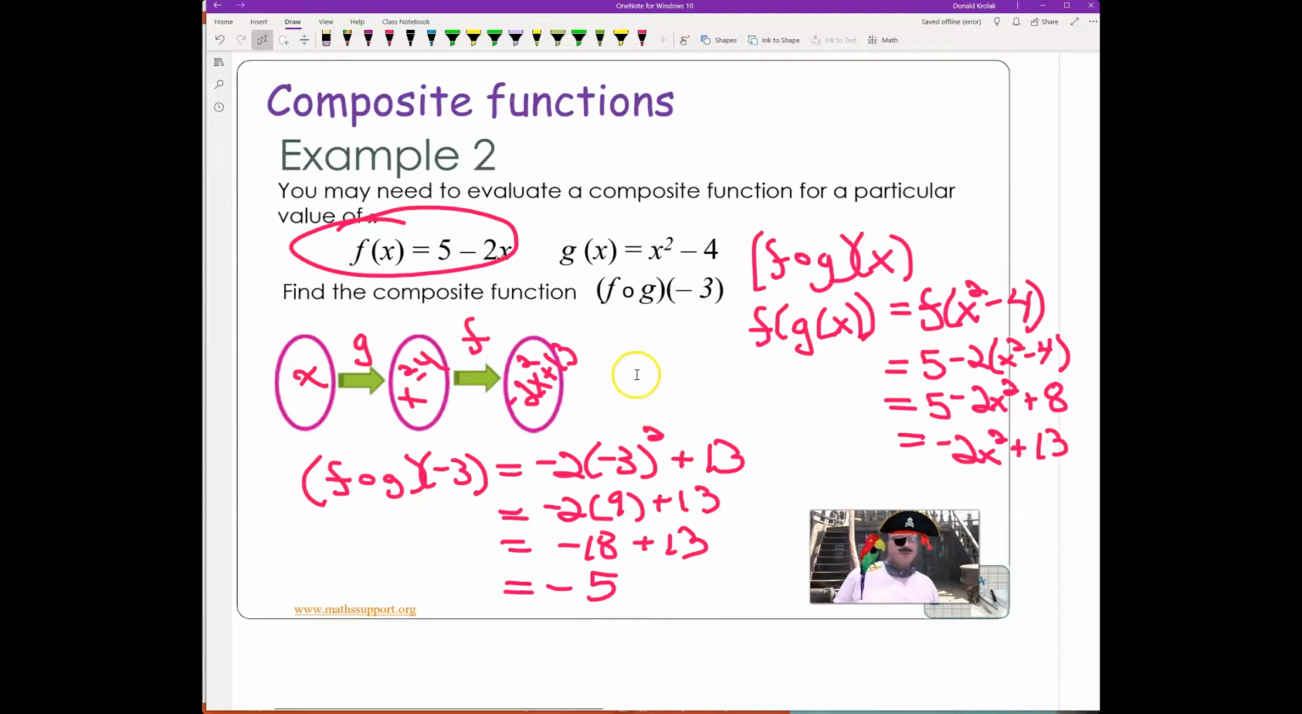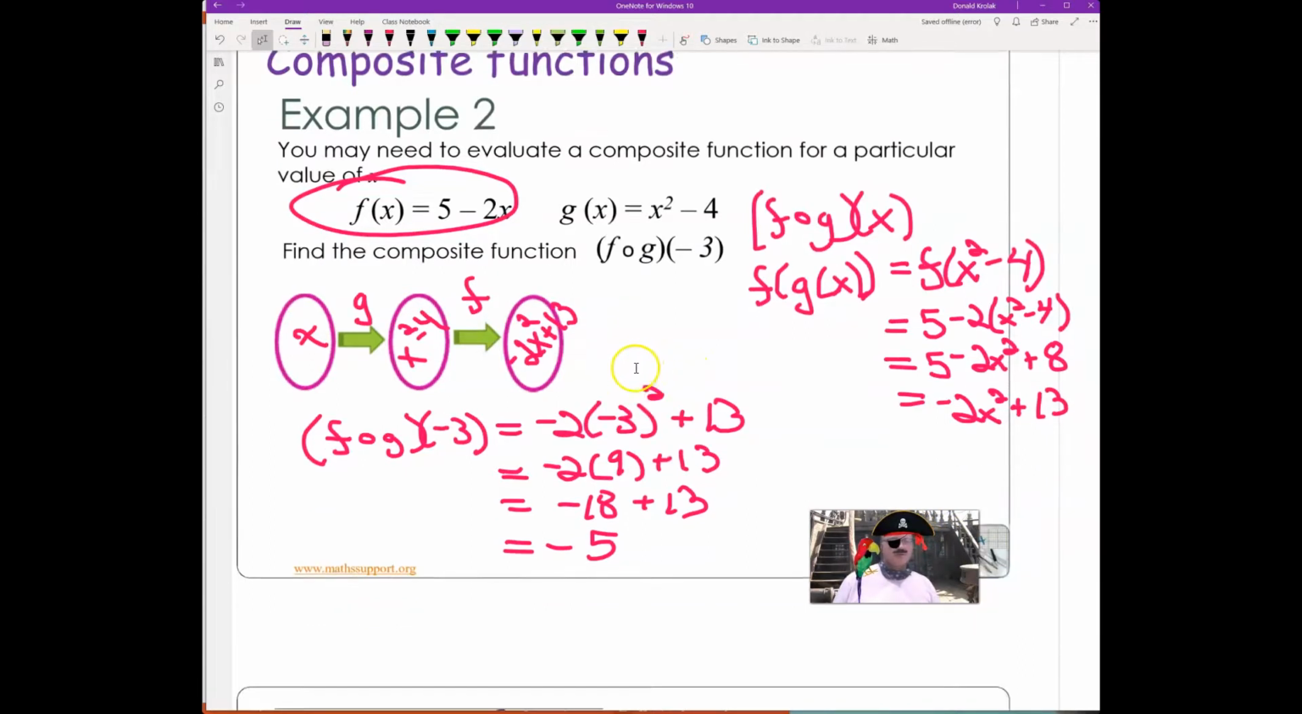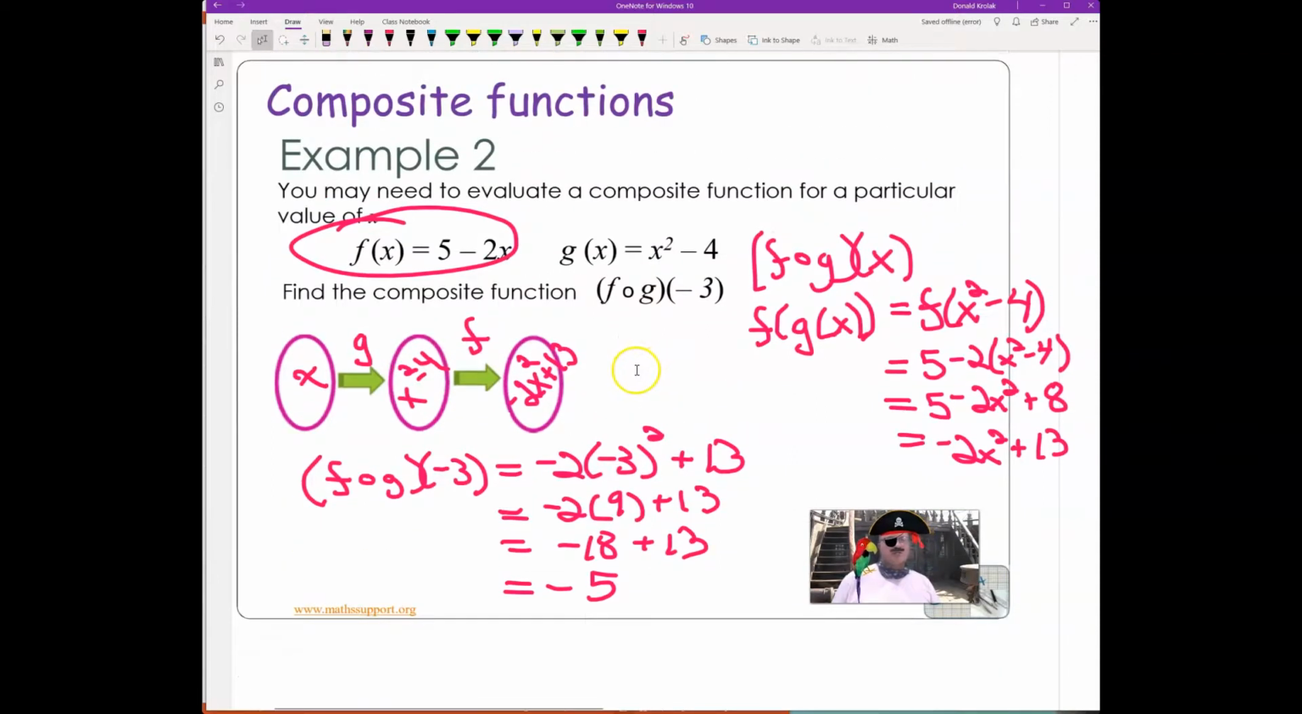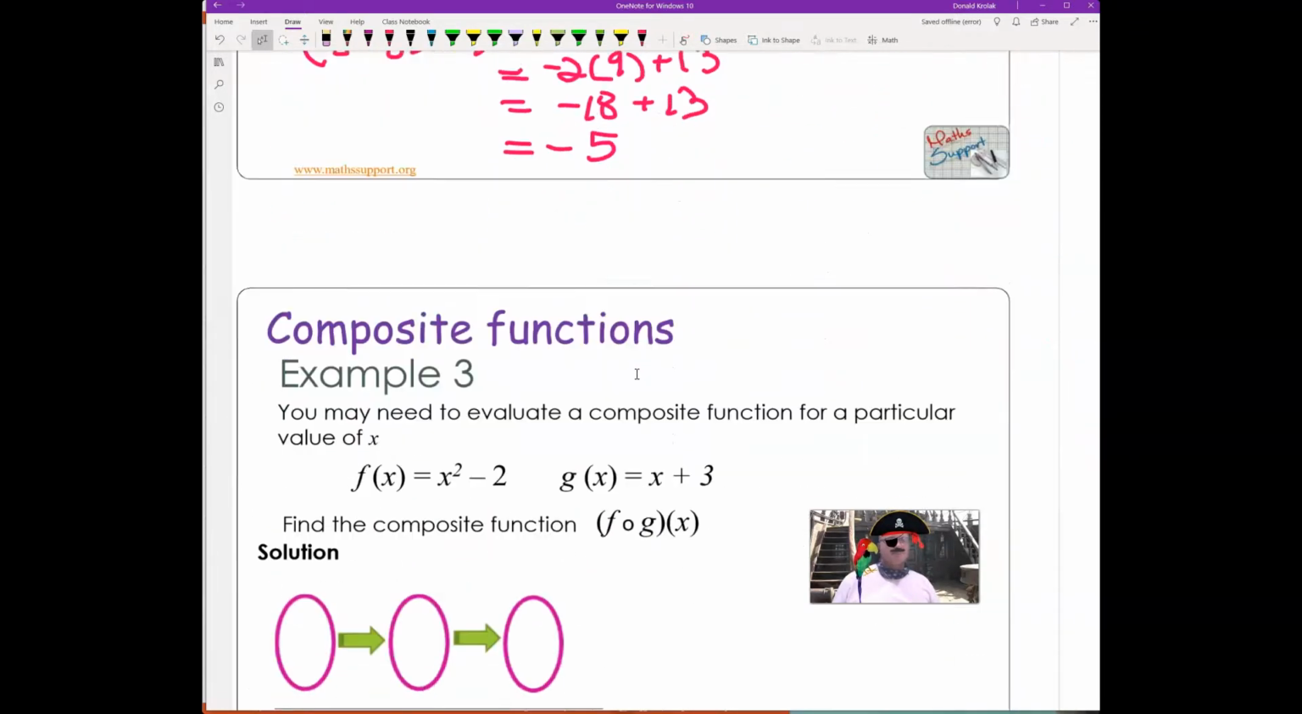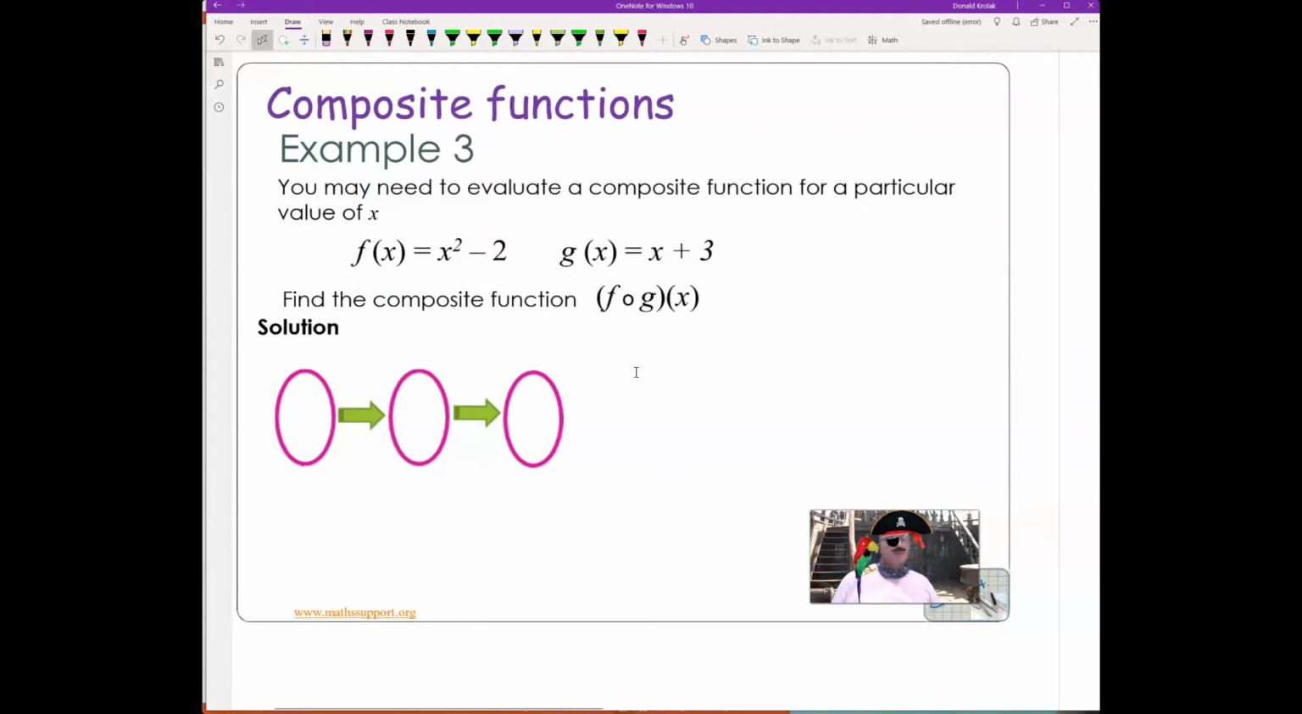So here we go. If I wanted to actually graph these, then I would use this method and I could graph. This is what the graph would look like of the composite. So this is where that would come in handy. Alrighty.